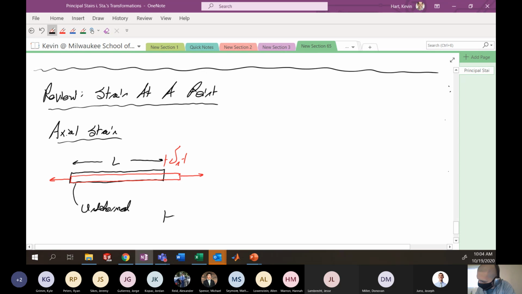If we say this is the X direction, then the average strain in the X direction is the change in the length of this bar, delta N, over the total length of the bar, L. So this is an average axial strain over the whole length.